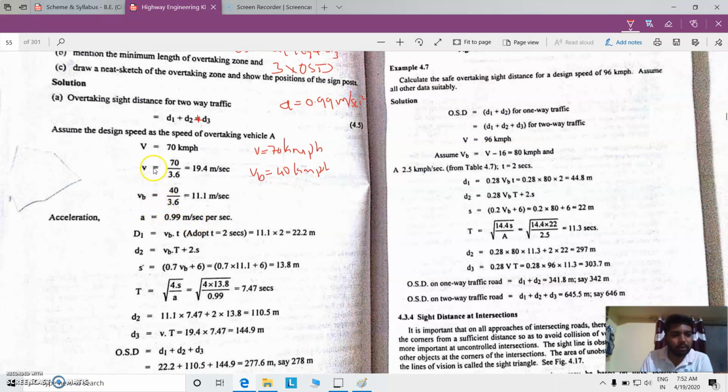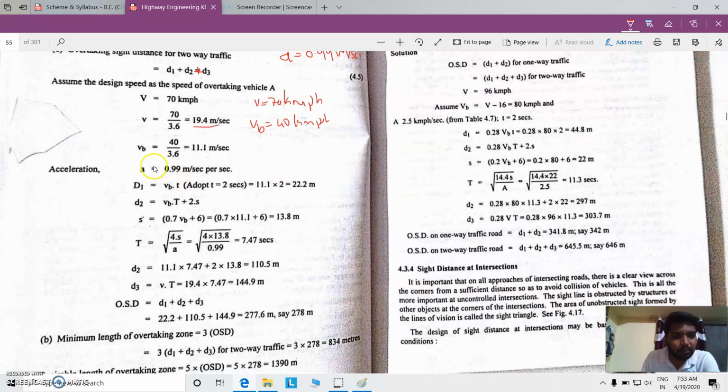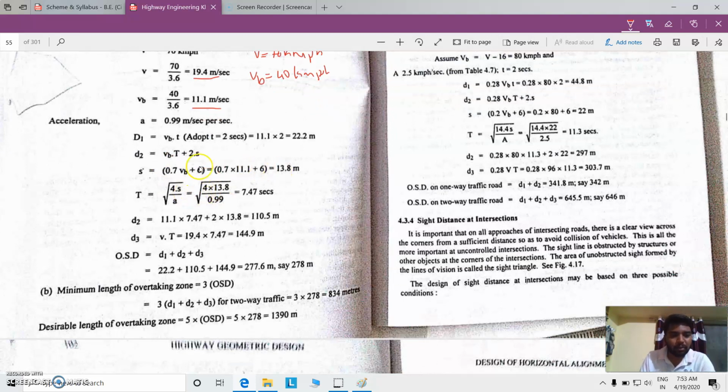So now V is given as 70 kmph, and that is converted to meters per second, that is 19.4 meters per second. VB is 40 by 3.6, that will give 11.1 meters per second, and acceleration is given as 0.99 meter per second square. So now we need to calculate the distance D1, the distance D2 and the distance D3.